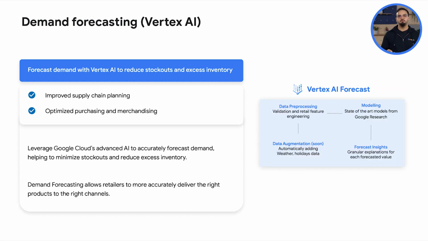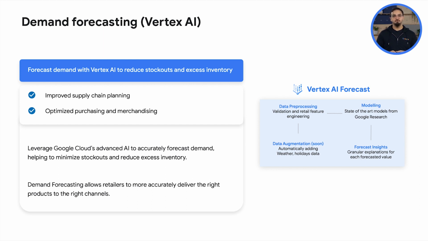Let's talk about demand forecasting with Vertex AI on Google Cloud and how to improve your supply chain planning and optimized purchasing and merchandising. As you know, demand forecasting is the process of predicting future demand for a product or service. It's a critical part of any business as it helps you ensure that you have the right products in stock at the right time. But demand forecasting can be a complex and time-consuming process. That's where Google Cloud comes in.